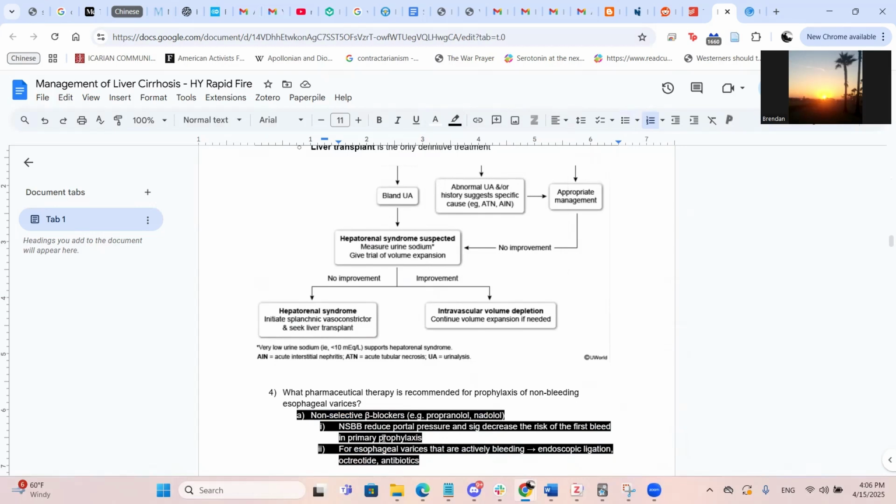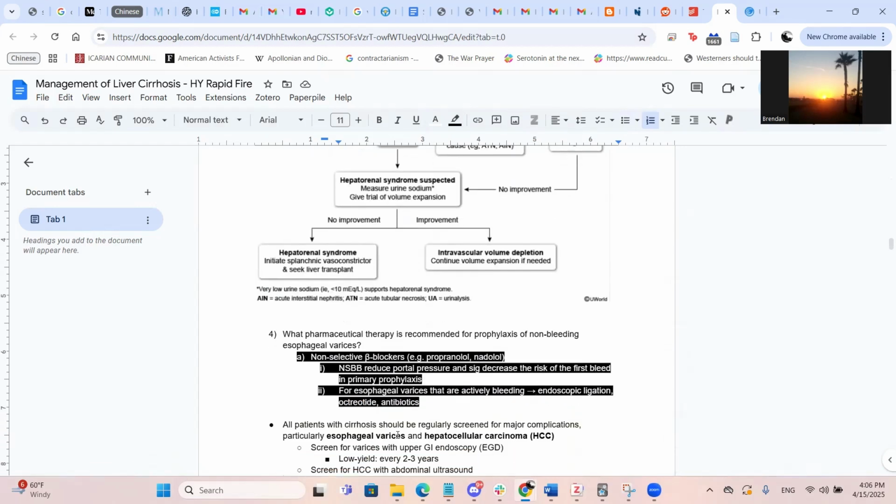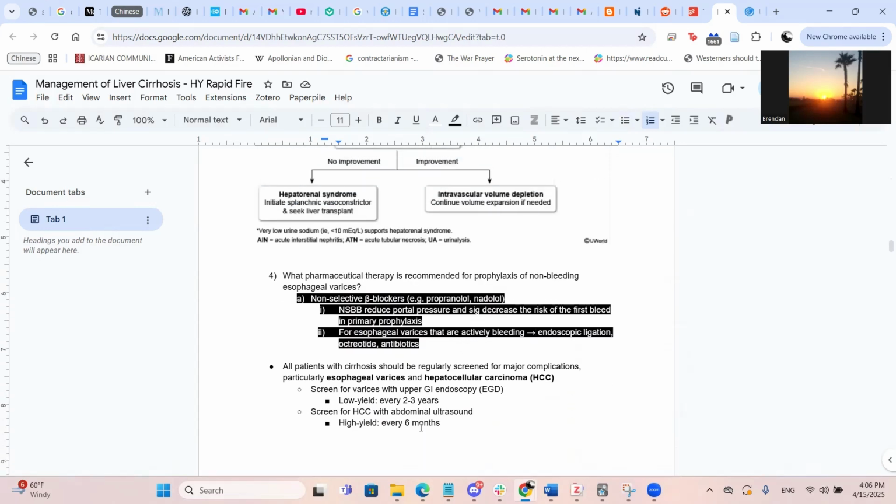So if you have esophageal varices that are actively bleeding, then the standard treatment is going to be endoscopic ligation, octreotide, which I believe is a somatostatin analog, and antibiotics. The beta blockers are mostly for, again, prevention of either the first bleed or rebleeding.